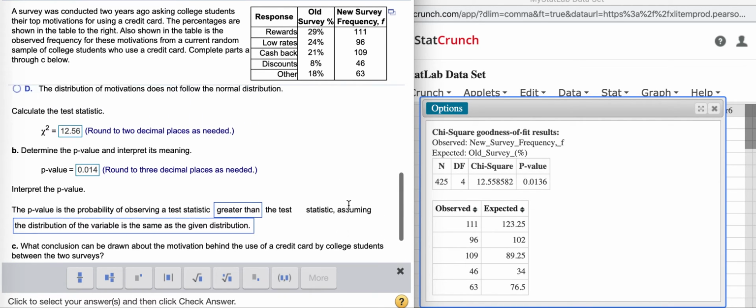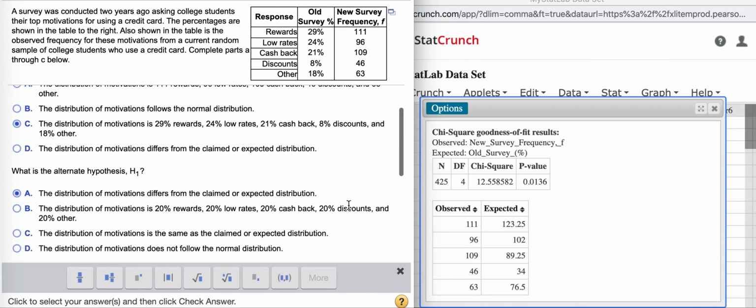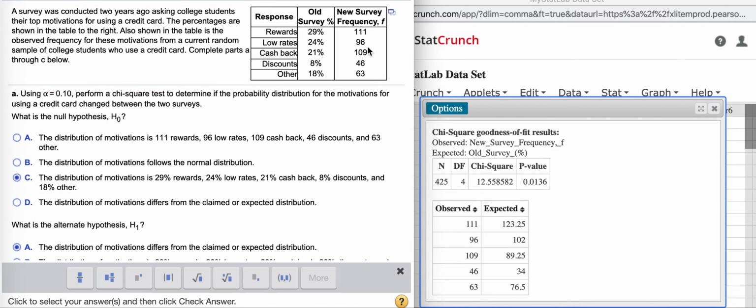So there we run a chi-square test, right? A goodness of fit test to see if what we observed fits with the distribution that we expect.